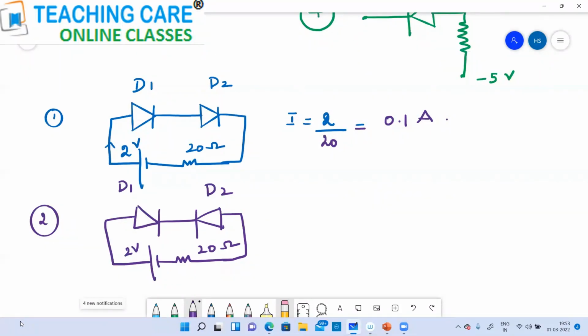Tell me. D2 is reverse biased, isn't it? Yes, ma'am. Then what will be the current? D2 shouldn't let current pass through. So the current should be 0. It will be 0 for D1 also, right, ma'am? Yeah, it will block here. So I will be equal to 0.